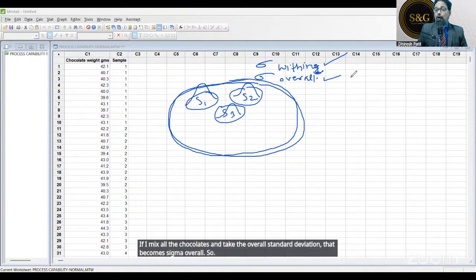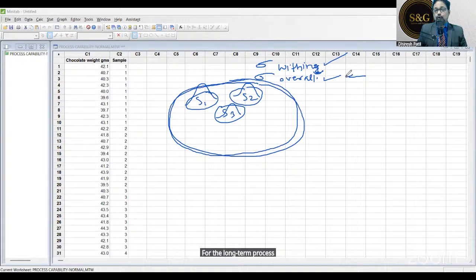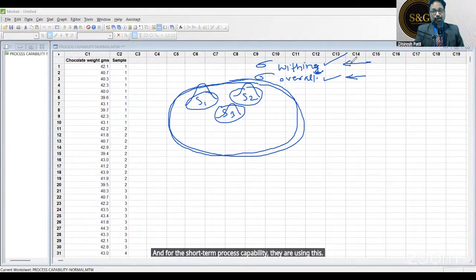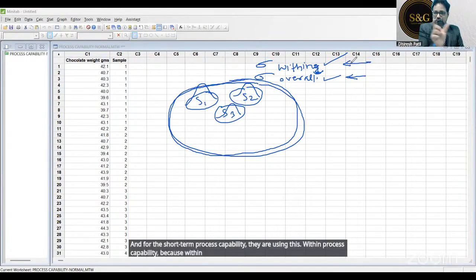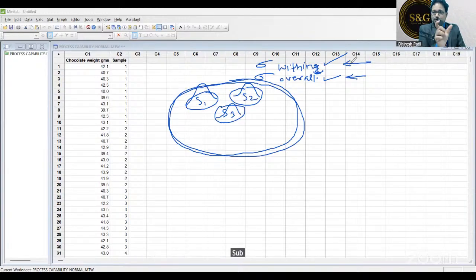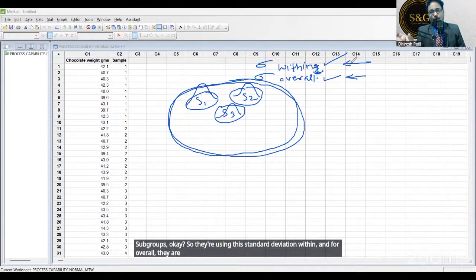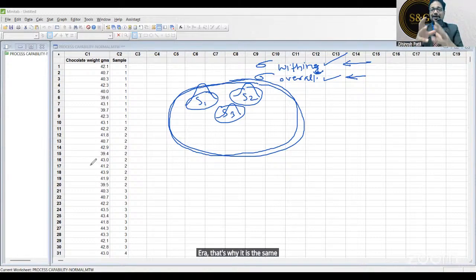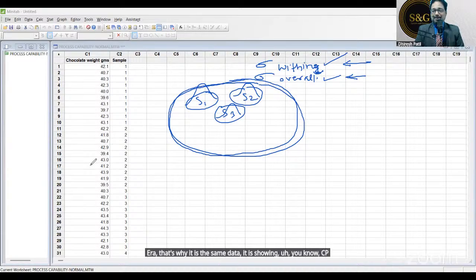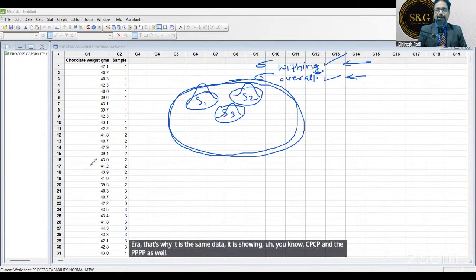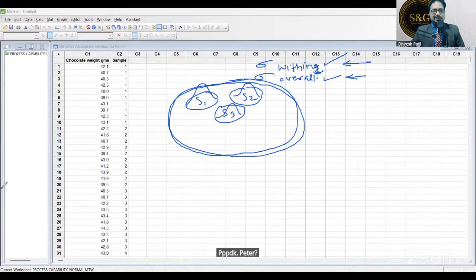So for the long-term process capability they are using the overall standard deviation, and for the short-term process capability they are using the within standard deviation, because within is a short span, a subgroup. That's the only difference for the long term. Clear? That's why, with the same data, it is showing Cpk and Ppk as well. Just give me yes in the chat box.